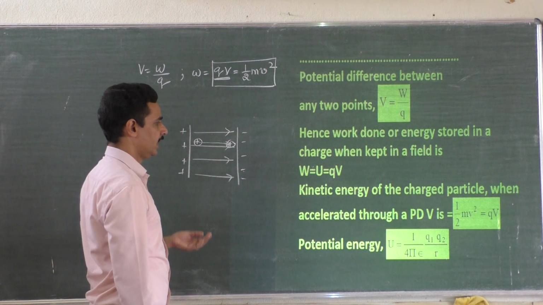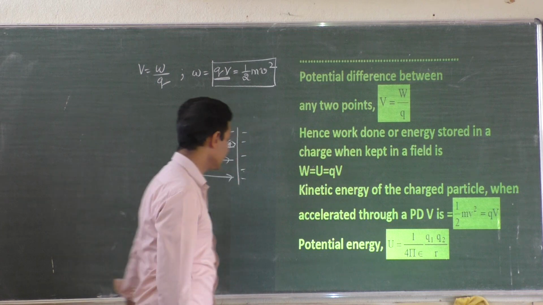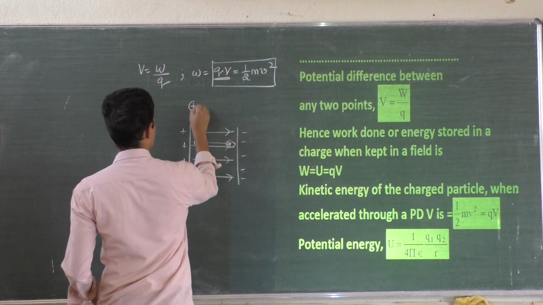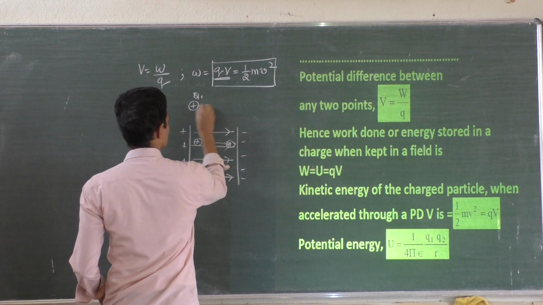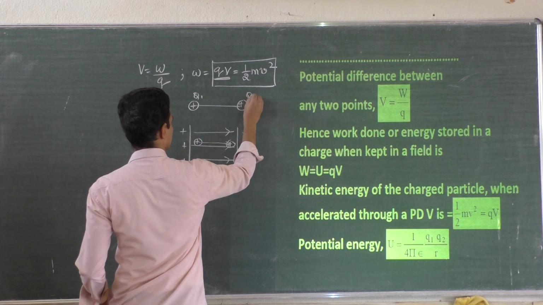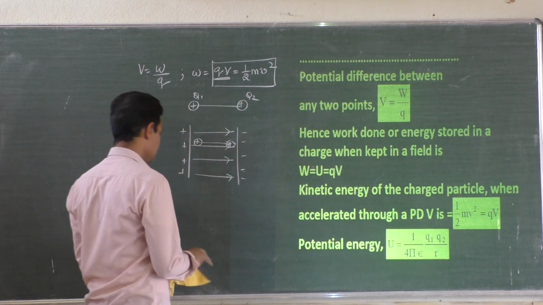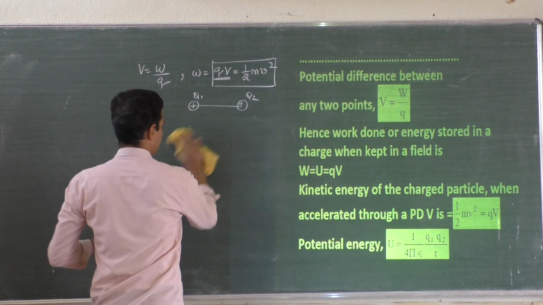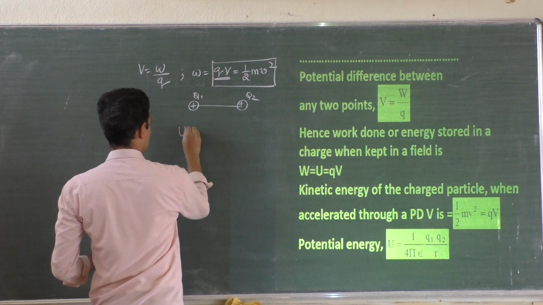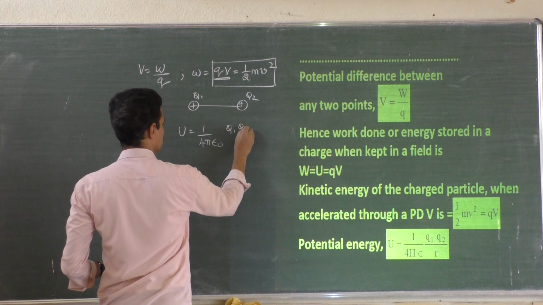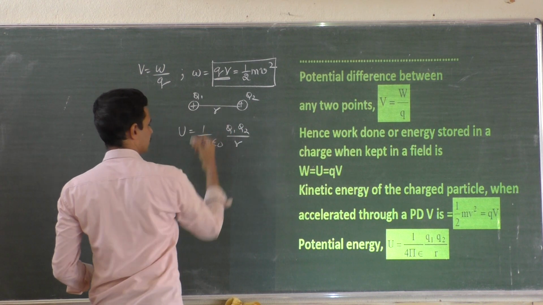Of course, here it is given, and you know the potential energy between the two charges when they are separated by a certain distance. Q1 and Q2 are the two charges separated by a small distance. Then what is the potential energy between the two charges? It is U equal to 1 by 4 pi epsilon naught, Q1 Q2 divided by the separation between them.